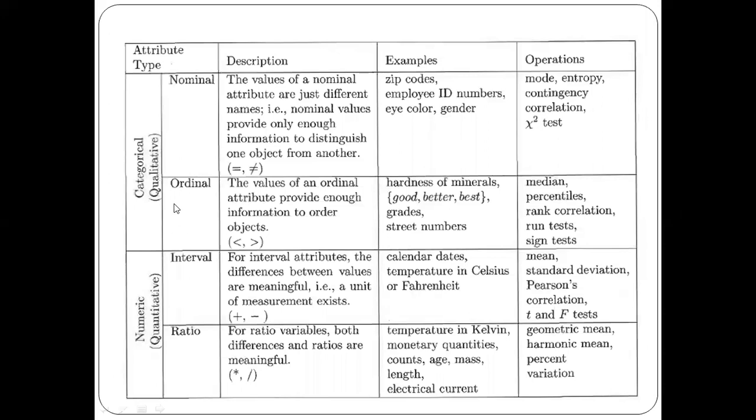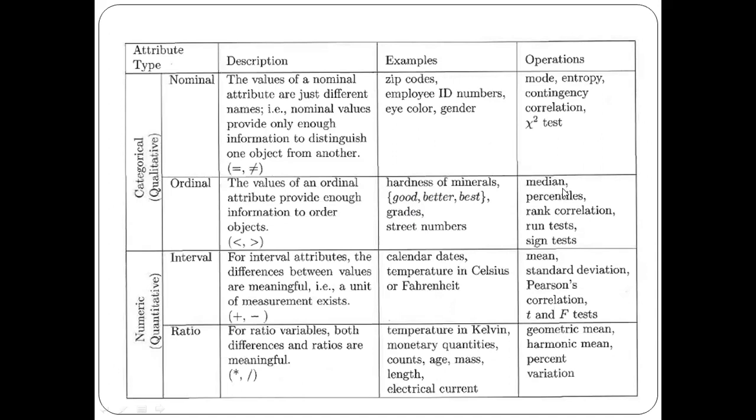Then coming to the ordinal attributes, the values of these ordinal attributes can be arranged in the form of order here, using the less than or equal to, greater than or equal to operators. You can arrange the values of these ordinal attributes in the form of order. For example, good, better, and best, that is one kind of order, right? In the same way, your grades, FCD, first class, second class, and then third class, fail. All these can be arranged in a form of order. And then hardness of mineral, and then street numbers. All these are the ordinal attributes here.